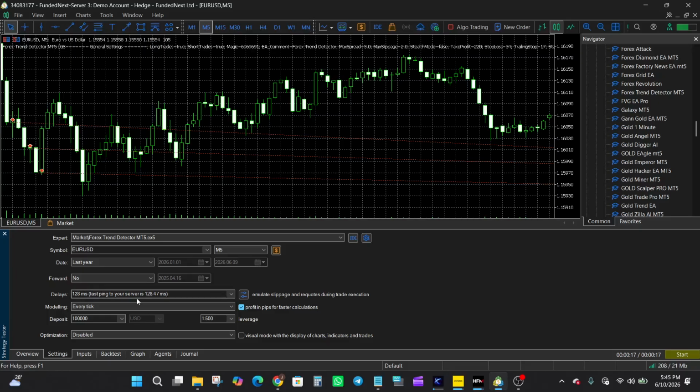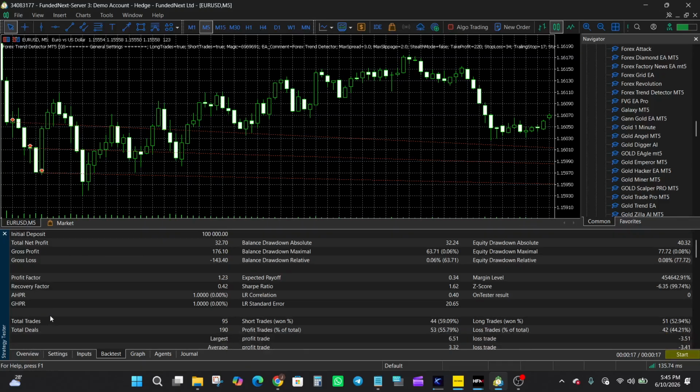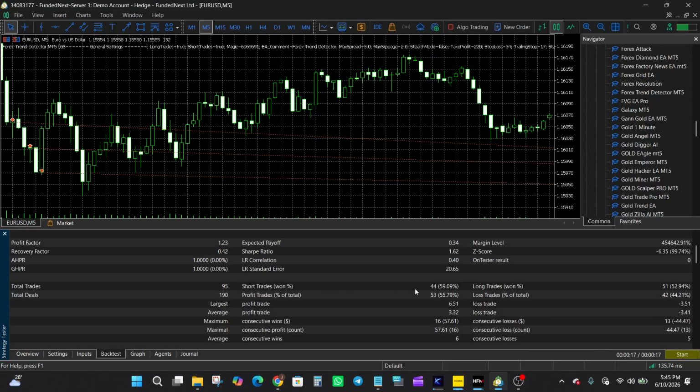As for the delays, we are using the last ping to the server, and we are using the every tick modeling. Looking at the results, from an initial deposit of $100,000, the total net profit was $32.7. The total trades taken were 95. Short trades were 44 with a 59.09% win rate. Long trades were 51 with a 52.94% win rate. Out of the 95 trades, 53 were profitable, giving us a 55.79% profitability.